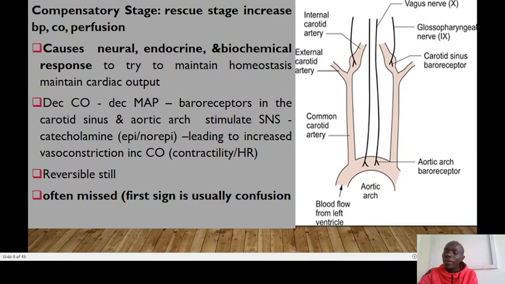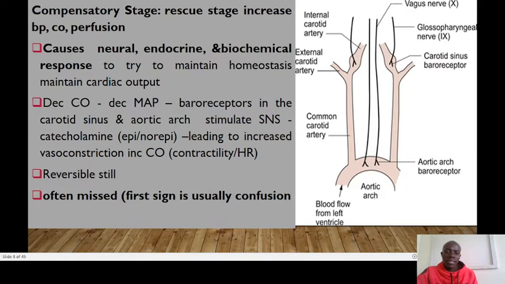So these are different ways in which the body is going to respond. The changes will affect the neural system, the endocrine system, and the biochemical response. All of them try to maintain homeostasis by maintaining the cardiac output. Remember, decreased cardiac output is going to lead to a decreased MAP.